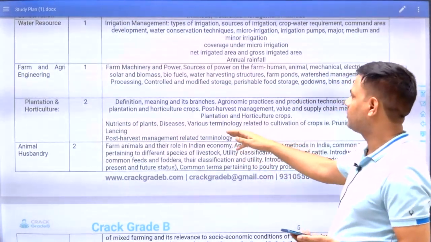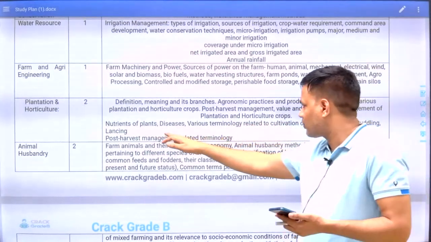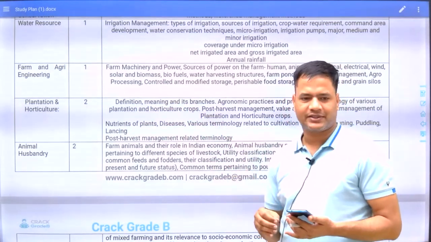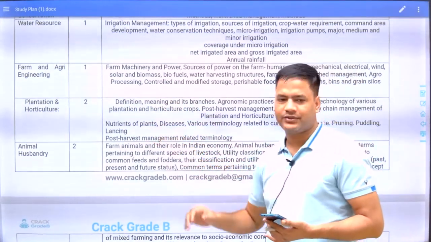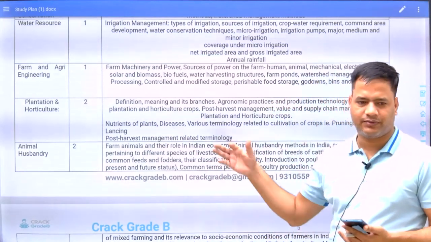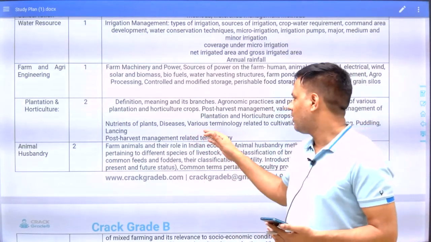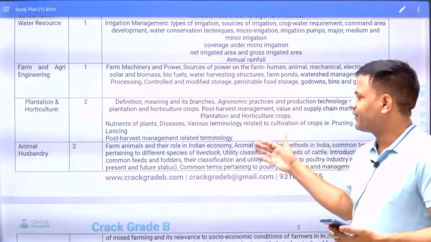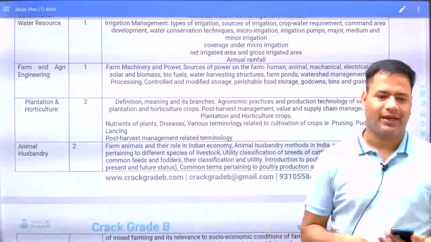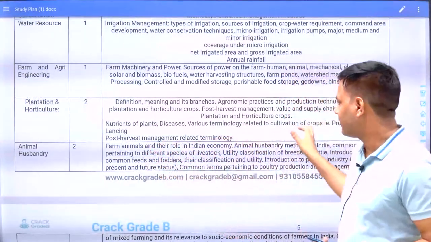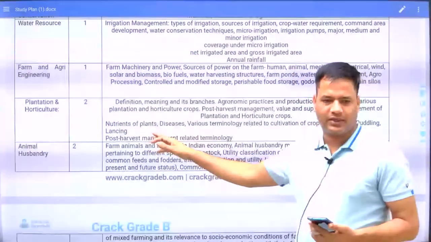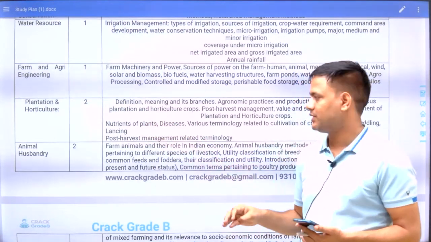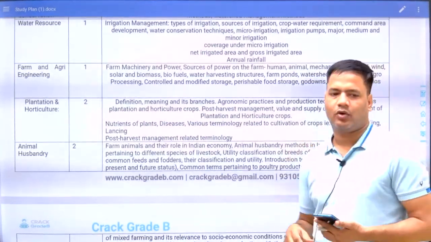And specifically, you can see that in these topics, they have targeted definition and branches again and again. They have asked many times the question, nutrients of plants, many times every year you can see a question from the nutrients of plants, disease, various terminology related to the cultivation of crops like pruning, puddling. These types of terminology were asked, so you can target specific content in these topics like nutrients of plants, disease, various terminology in crop cultivation.